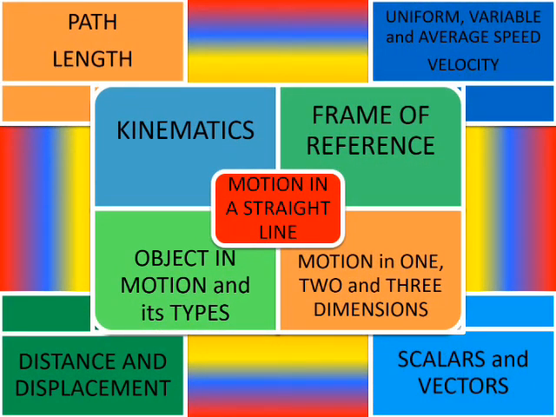After this video of motion in a straight line, you will be able to learn about kinematics, frame of reference, object in motion and its types, motion in 1, 2 or 3 dimensions, path length, distance and displacement, scalars and vectors, and last but not the least, uniform, variable and average speed and velocity.